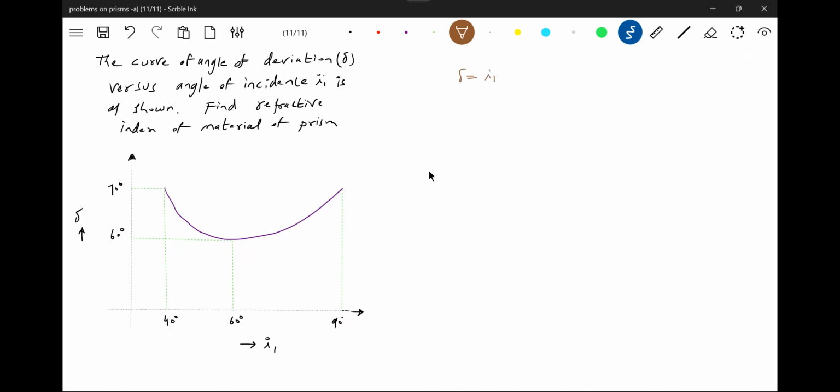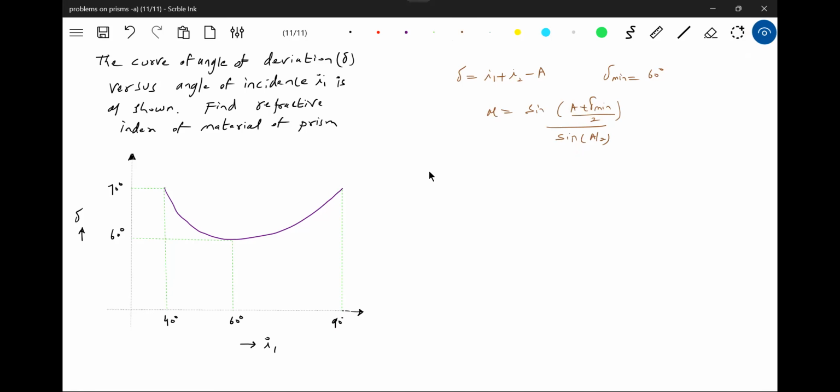Deviation equals I1 plus I2 minus A. Minimum deviation, how much is it? 60 degrees. And we know mu equals sine of (A plus delta minimum) divided by 2, all over sine of A by 2. So minimum deviation we know. Angle of prism we don't know. If you know the angle of prism, then we can work it out here.